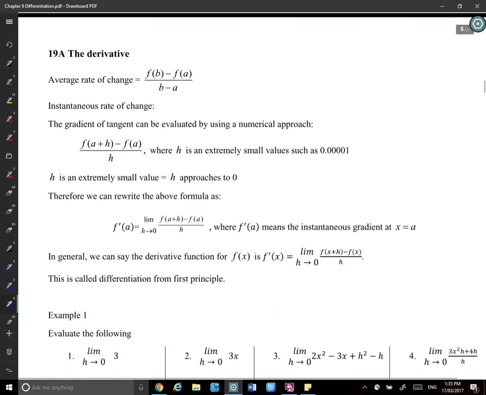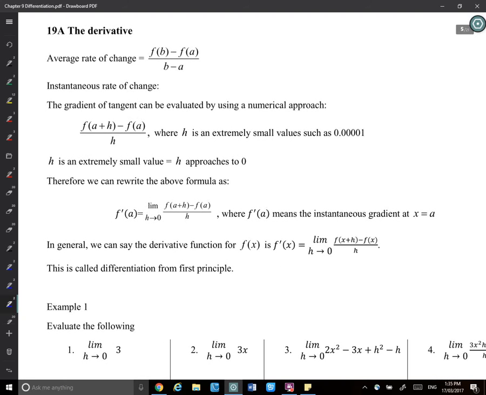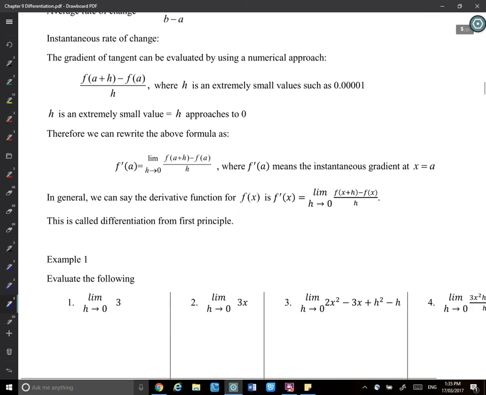Now we are going to talk about the derivative. Tell me what the derivative is. The derivative is finding the gradient of a function. And how can we find the derivative? We use first principle. Even though we have all the rules for derivatives, they all come from first principle. Every rule you use comes from first principle.